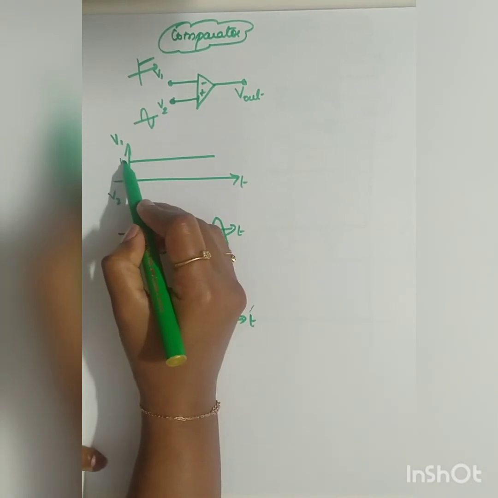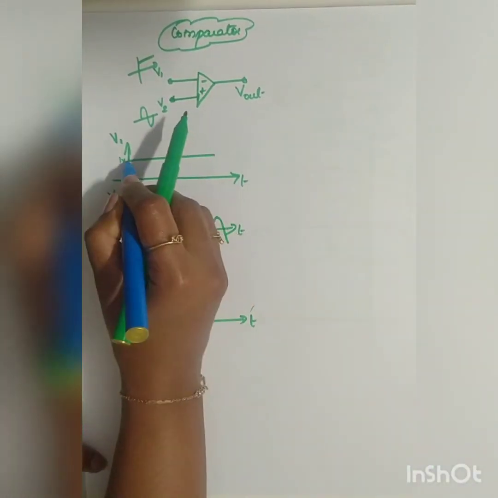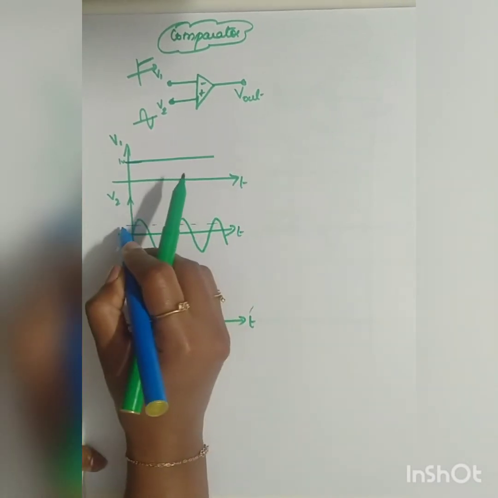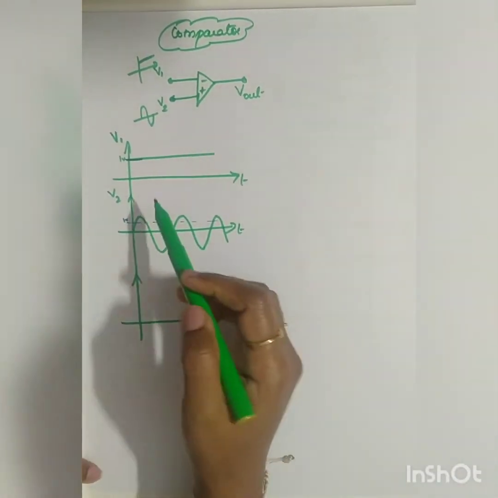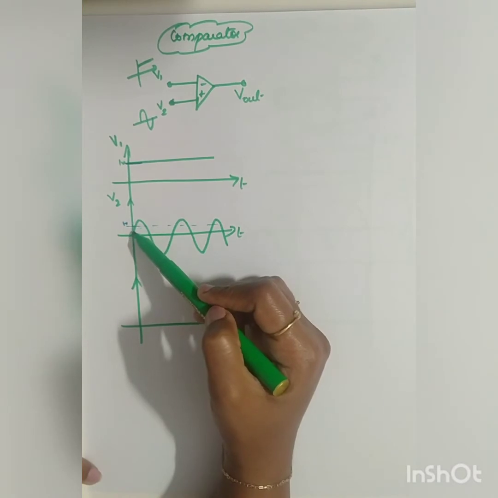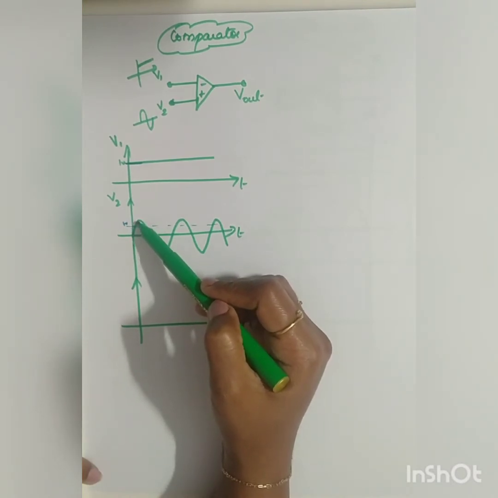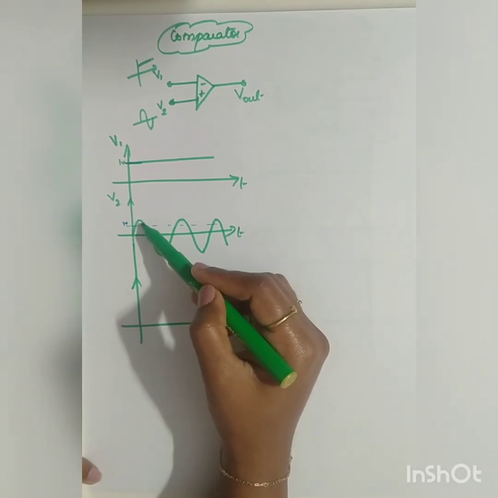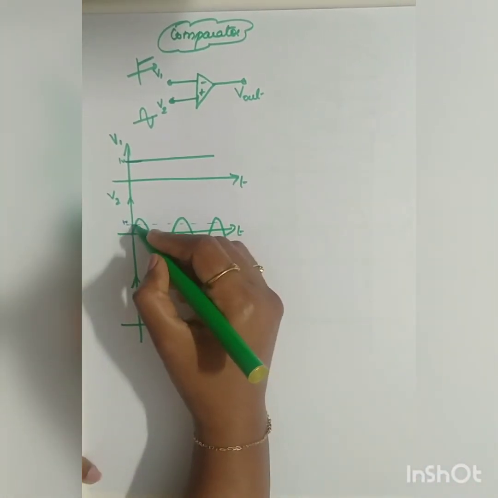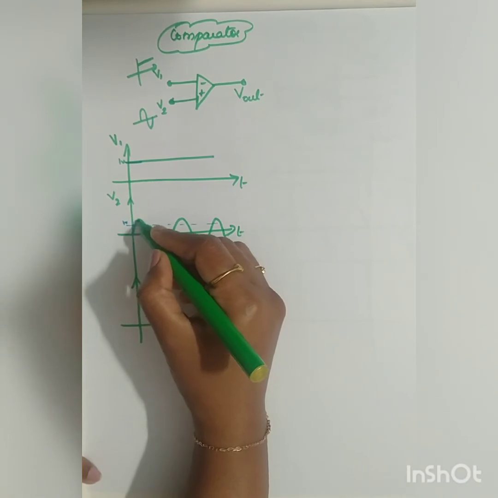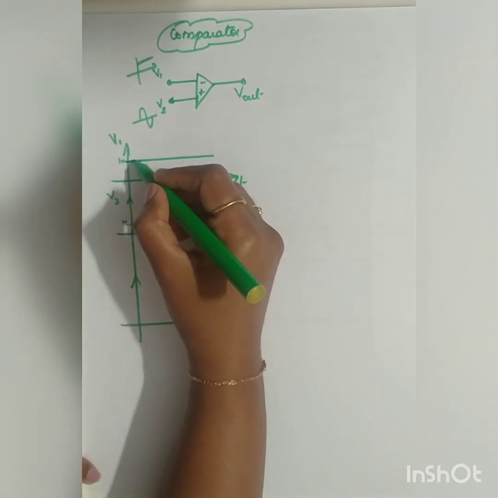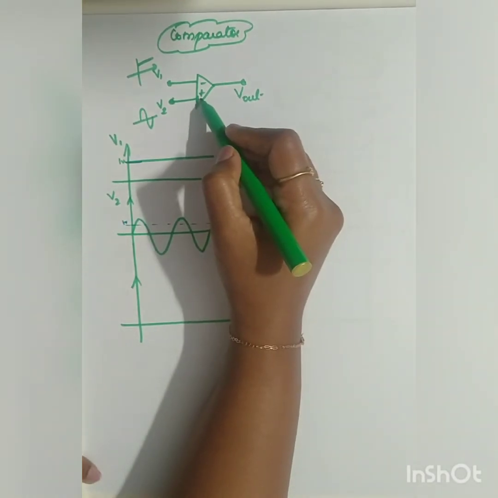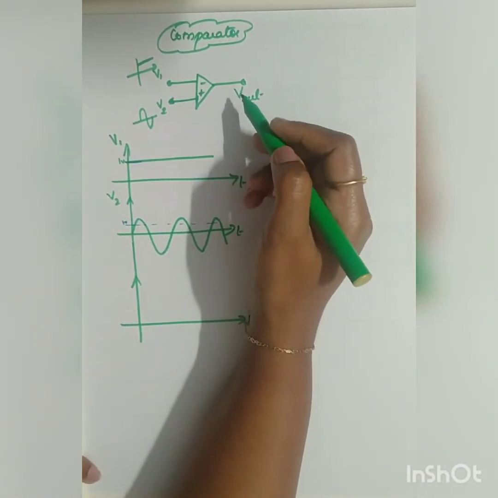So suppose if this is 1 volt, when it reaches 1 volt, it will check here 1 volt, right? When the sinusoidal signal is greater than 1 volt, V2 will be higher than your V1. So when you have your V2 higher than your V1, what will happen? V2 is your non-inverting terminal, so your output will be positive.